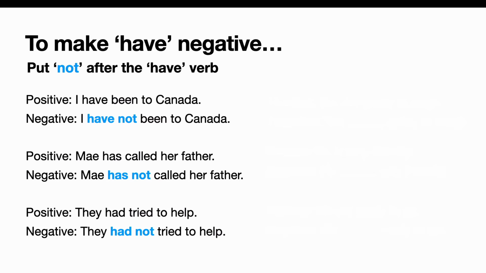Now let's talk about how we make have negative. It's very similar to be. All you do is put not after the have verb. So if your positive sentence is I have been to Canada, you just change it to I have not been to Canada. Or May has called her father, May has not called her father. They had tried to help, they had not tried to help.